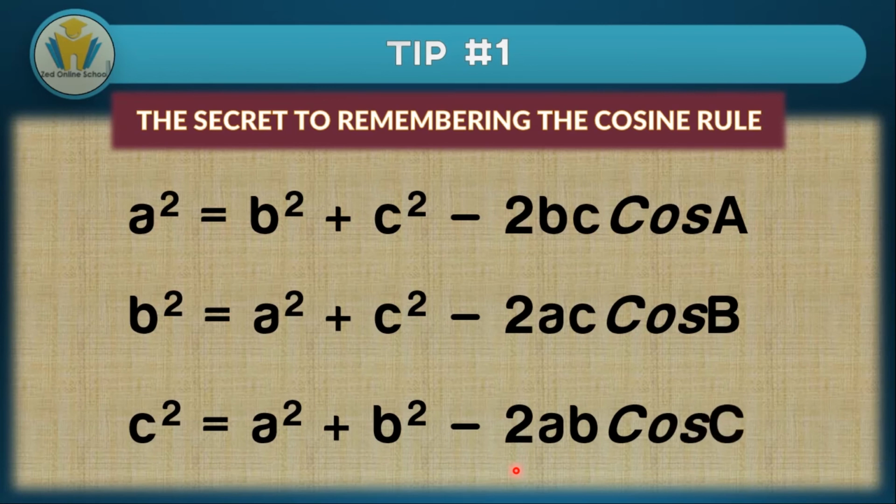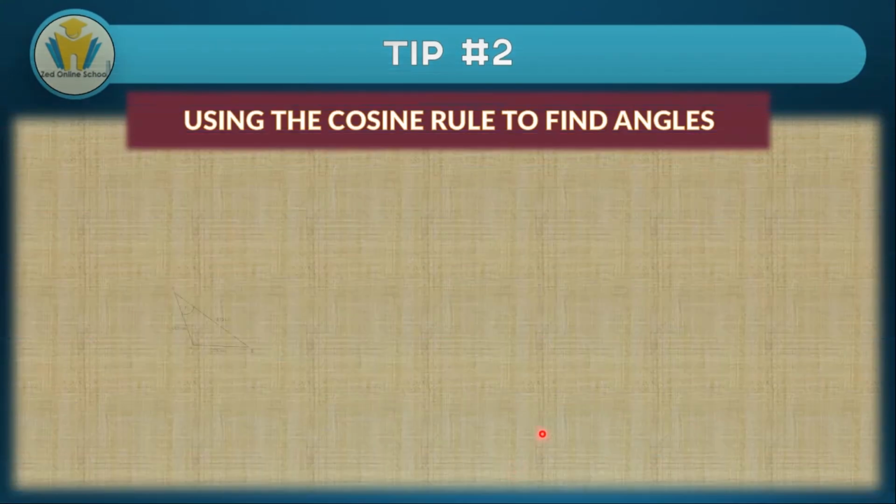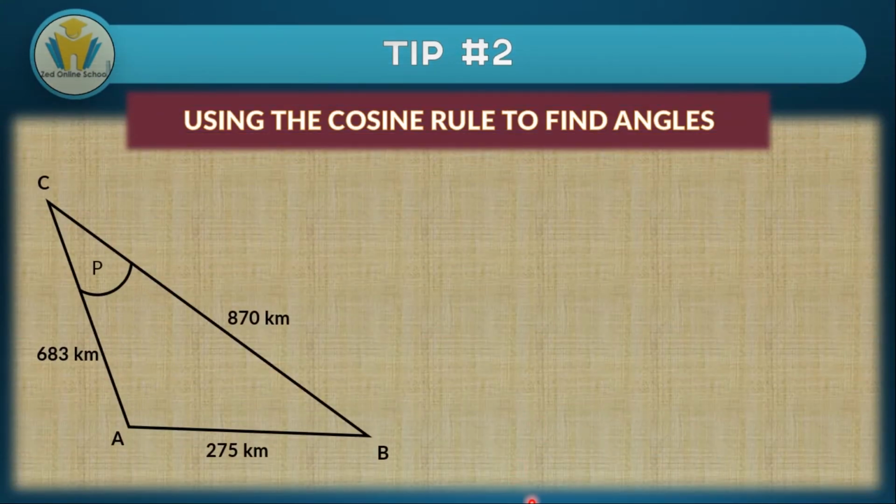That's how you can remember all the 3 variations of the cosine rule without wasting a lot of time. Now, how can we use the cosine rule to find angles? We've got this simple diagram. If you want, you can pause the video and just use the cosine rule and find P.